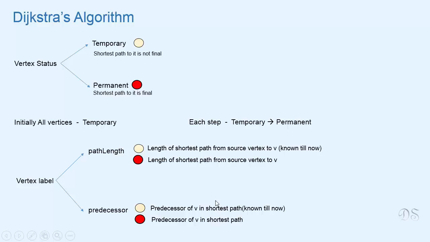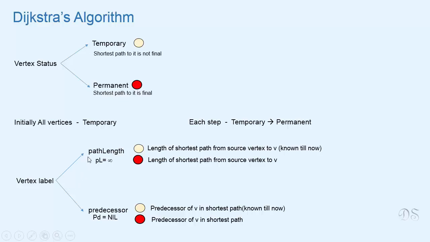Now, when the algorithm starts, the path length of all vertices is initialized to infinity, which denotes a very large number. And the predecessor of all vertices is initialized to nil. This nil can be any number that does not denote a vertex. Our vertex numbers start from 0, so we will take this nil to be -1.